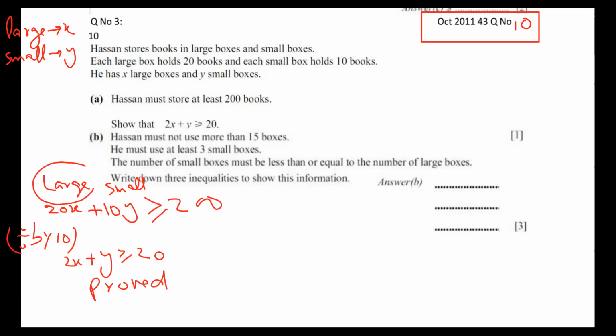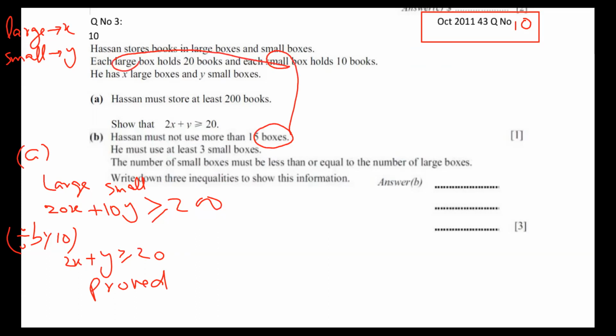So the books in the large boxes and the books in the small boxes altogether must be at least 200. I hope this idea is very, very clear. So this part is proved. A part is over. Let's talk about B part. Hassan must not use more than 15 boxes. Now, before I start, I'm asking a simple question of my students: which boxes, small or large?